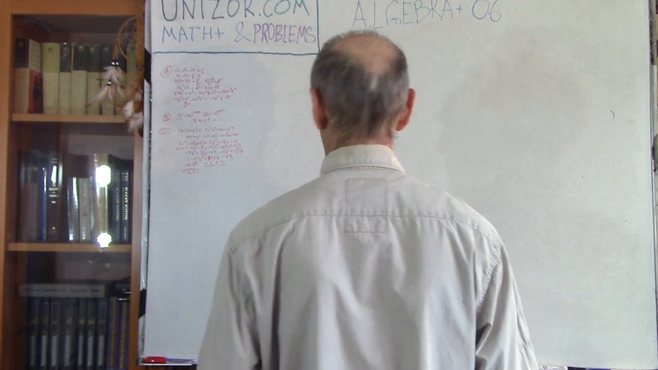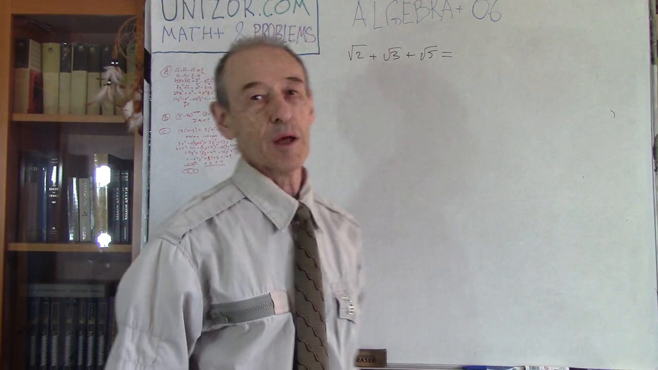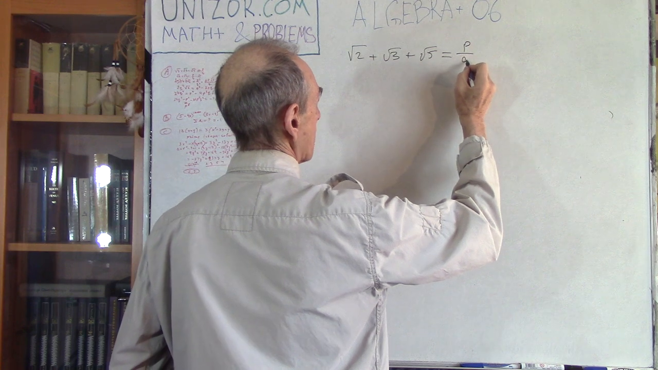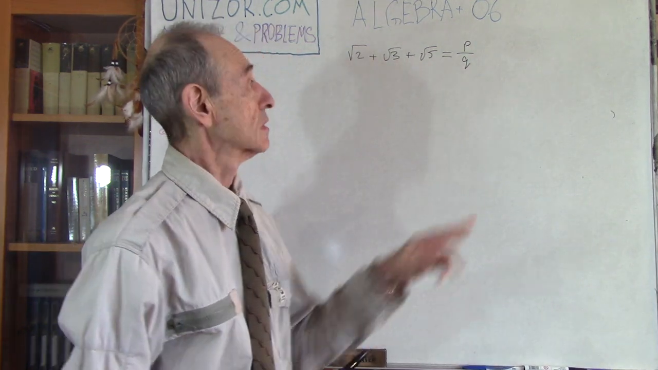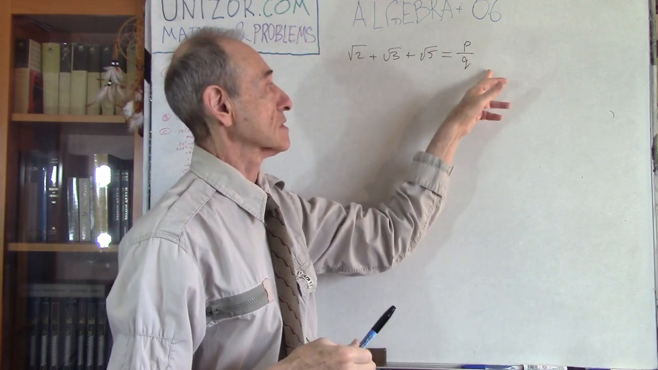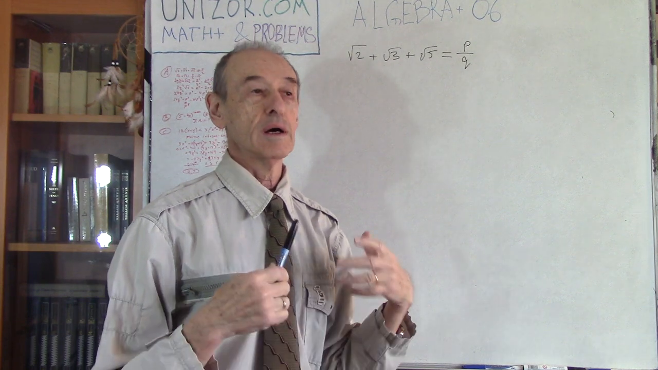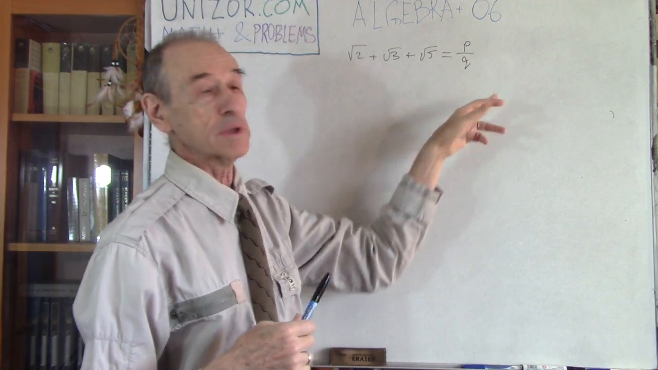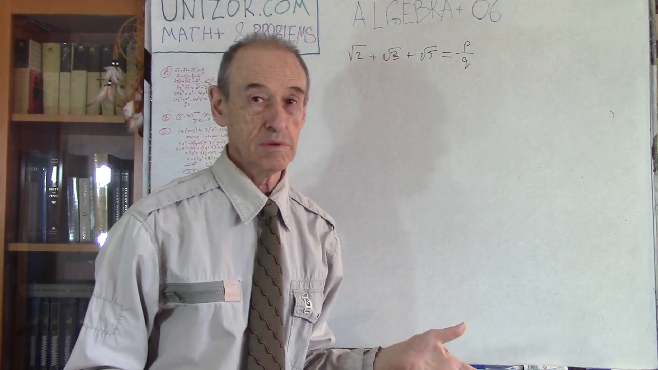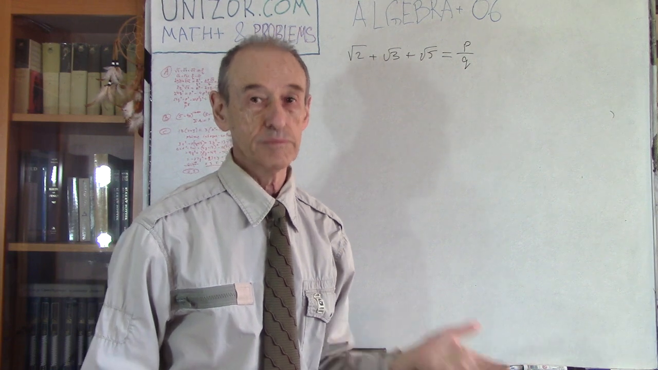So the first problem is how to prove that this sum of square roots is an irrational number. What does it mean that it's irrational? If I suggest that it's represented as a fraction between two integer numbers, and assume that any reduction has been made, like if both numbers are divisible by 3, I divide by 3, then this is the minimal representation of this rational number. There are no common divisors between P and Q. If we assume this, we have to come up with a contradiction. Then our initial suggestion that this is a rational number is wrong, which means it's irrational.